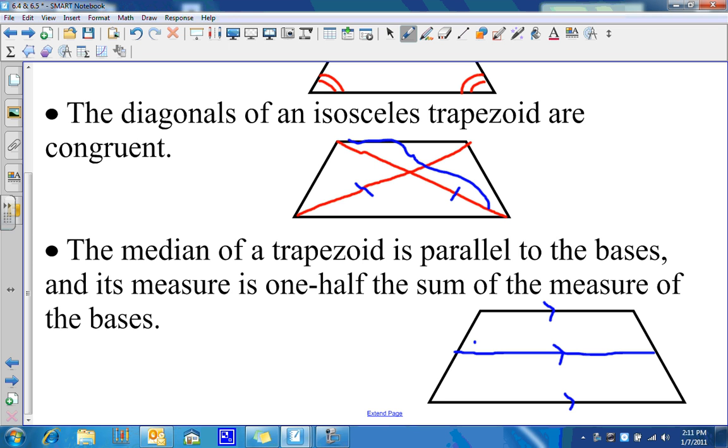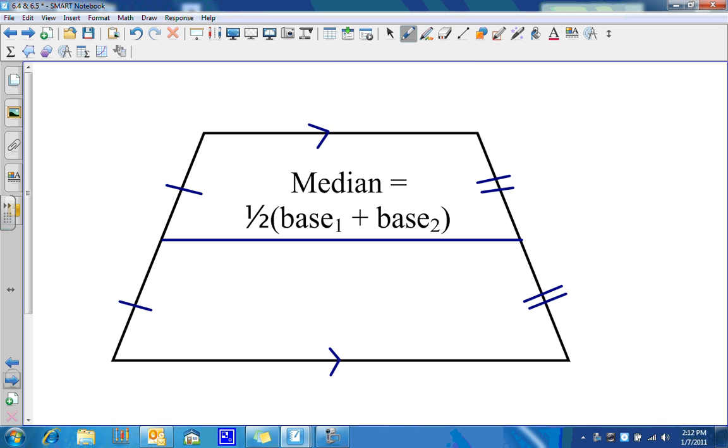All right, the measure is 1/2 the sum of the measures of the bases. So if I called this base 1, base 2, and this is the median, the formula would be this. The median equals 1/2 of the bases added together. That length of the segment would be 1/2 of your two bases added together. It's on the next page. All right, that's a formula. You need to know it, be able to use it.